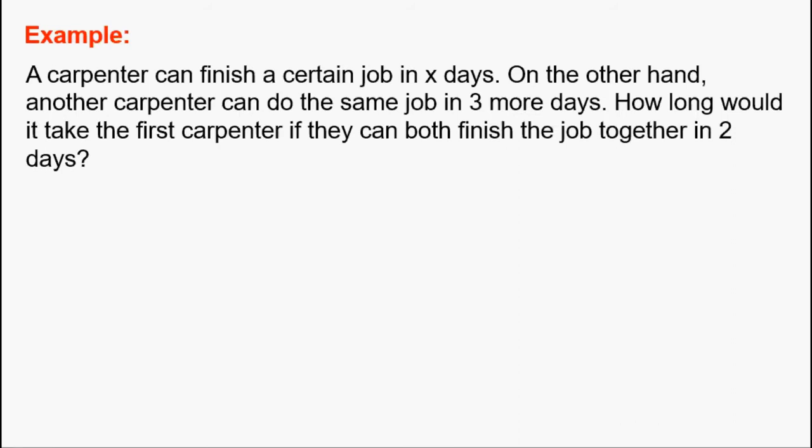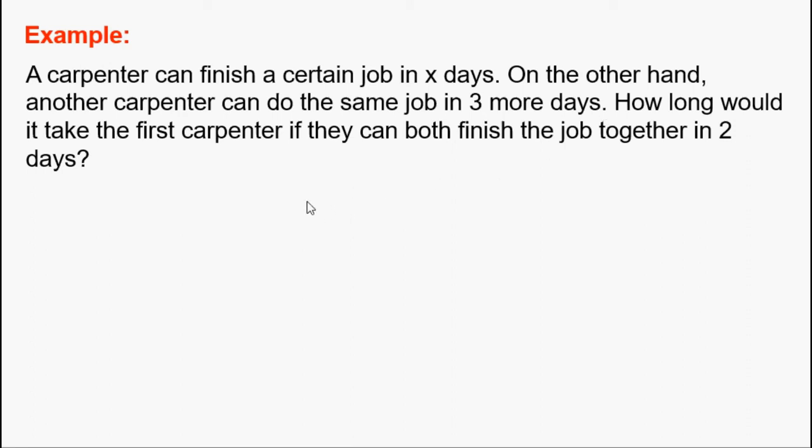Halimbawa, may dalawang karpintero. Yung unang karpintero, kaya daw niya matapos ang isang trabaho sa loob lamang ng X number of days. Tapos, yung pangalawang karpintero naman, kaya niya matapos yung parehong trabaho ng higit sa 3 araw kumpara doon sa naunang karpintero. Ibig sabihin, mas mabilis yung unang karpintero natin. Tapos, kapag nagtulungan pa sila, kaya nila matapos yung trabahong yun sa loob lang ng 2 araw. Ang tanong, ilang araw ba kaya tapusin yung trabaho kapag mag-isa lang yung unang karpintero?